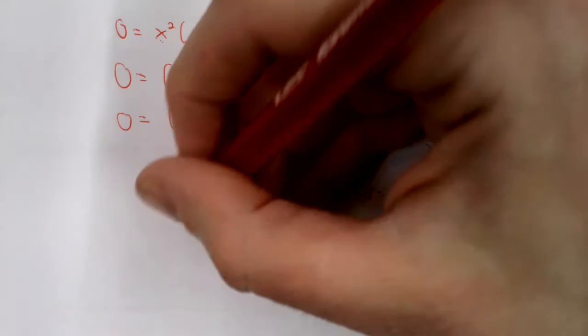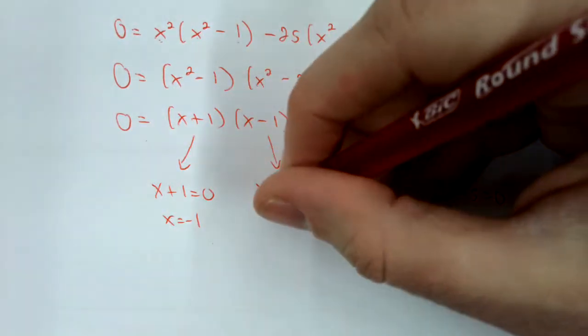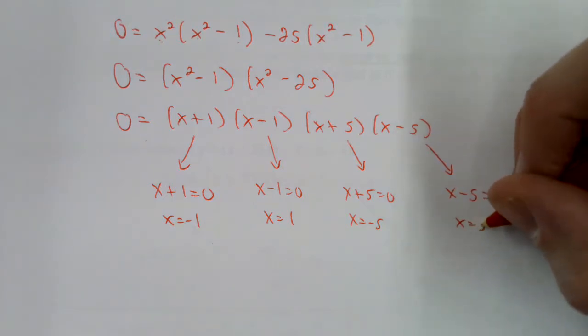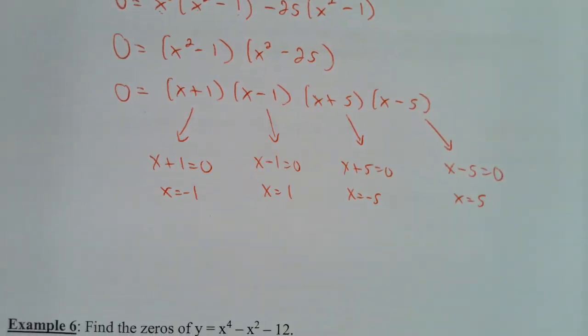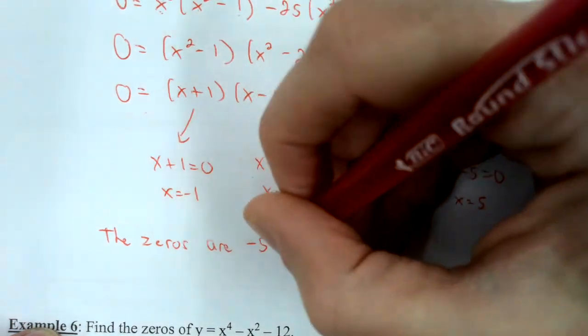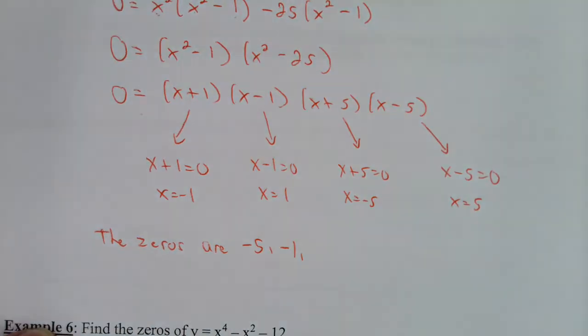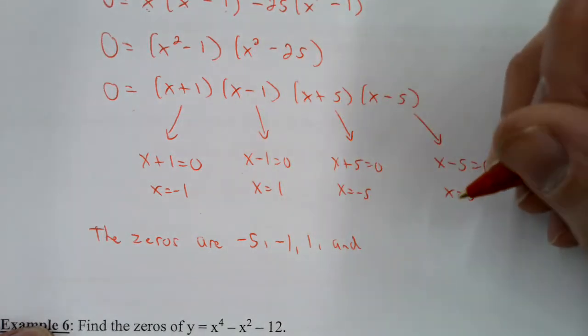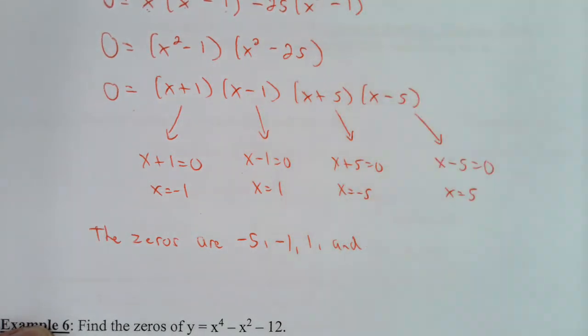X equals negative 1. X equals 1. X equals negative 5, and x equals 5. So the zeros are negative 5, negative 1, 1, and 5. Remember, the original problem in this one had a degree of 4. So that means there's a maximum of 4 distinct answers.